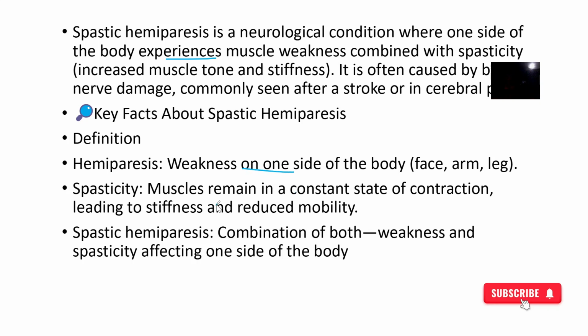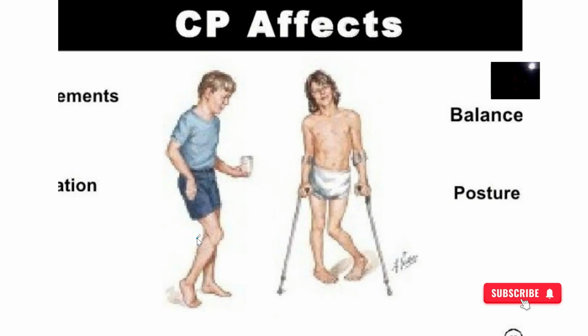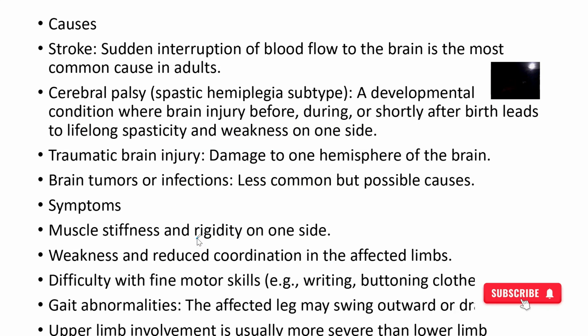spasticity, so muscles actually remain in a constant state of contraction, which will lead to stiffness and reduced mobility. So spastic hemiparesis is where there's a combination of both. Causes could be stroke, the sudden interruption of blood flow to the brain, the most common cause in adults. Also cerebral palsy, then traumatic brain injuries, like damage to one hemisphere of the brain, can also cause it, as can brain tumors or infections.